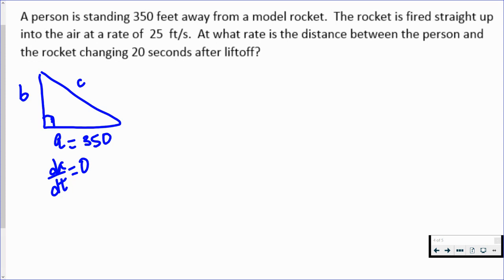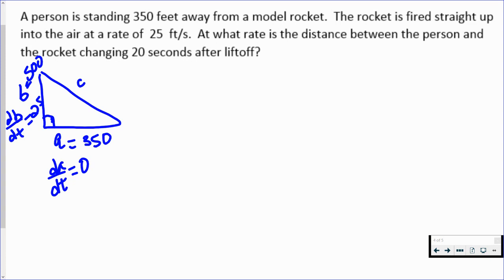We know that the rocket is fired up into the air at a rate of 25 feet per second. So we know that dB/dt is 25, the rate of change. It's positive because it's going up. And then, 20 seconds after liftoff: if it's going 25 feet per second, then we could find how high it is in the air at this particular time. We could do 25 times 20, which would give us 500. So we know that B is 500 at this point. We could use the Pythagorean theorem to find side C if we need it.